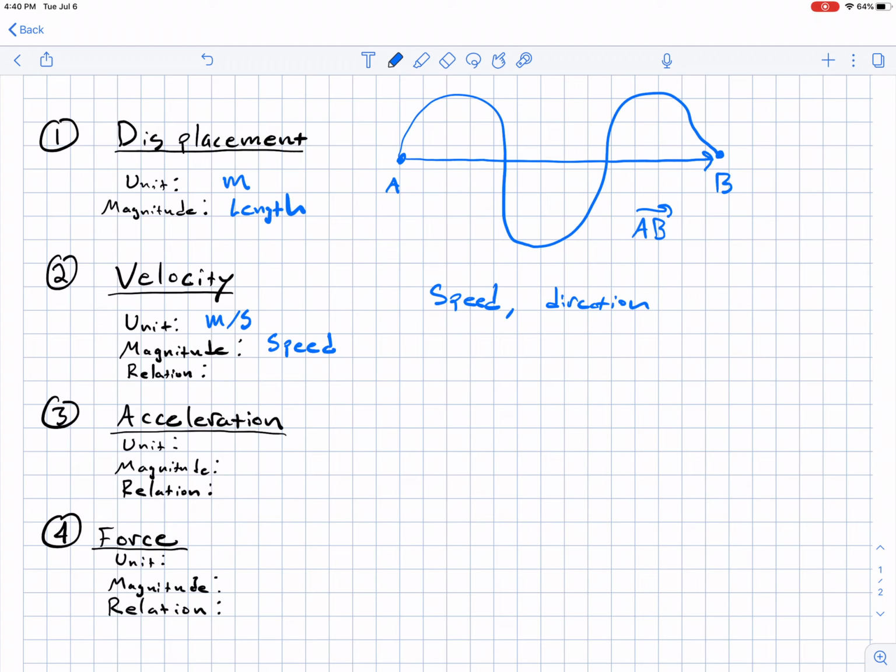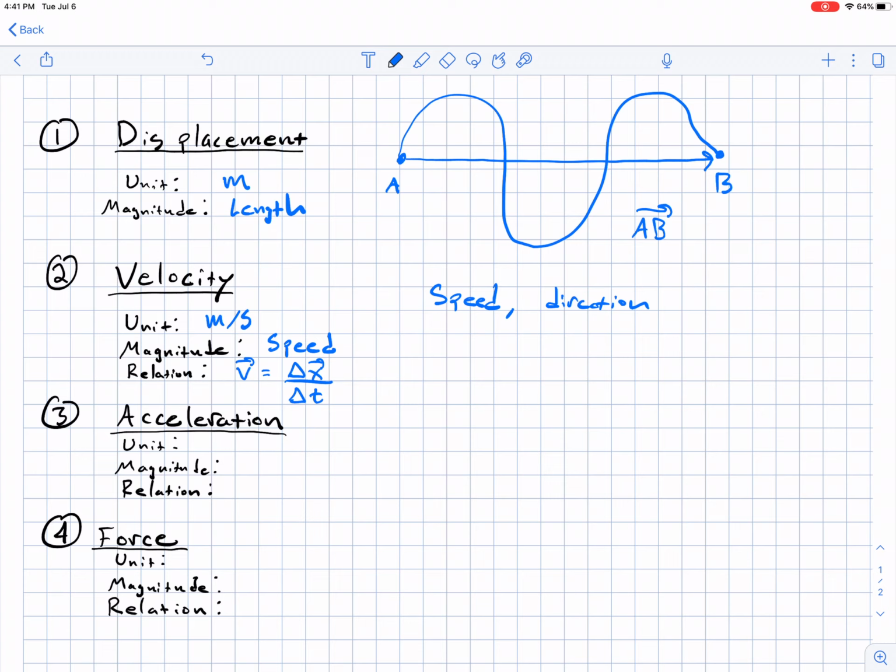And this last column, relation, I want to show how it relates to the displacement. The velocity is defined as the change in displacement over change in time. In other words, if the distance from your starting to ending point is changing, aka you're moving, then you have a velocity.